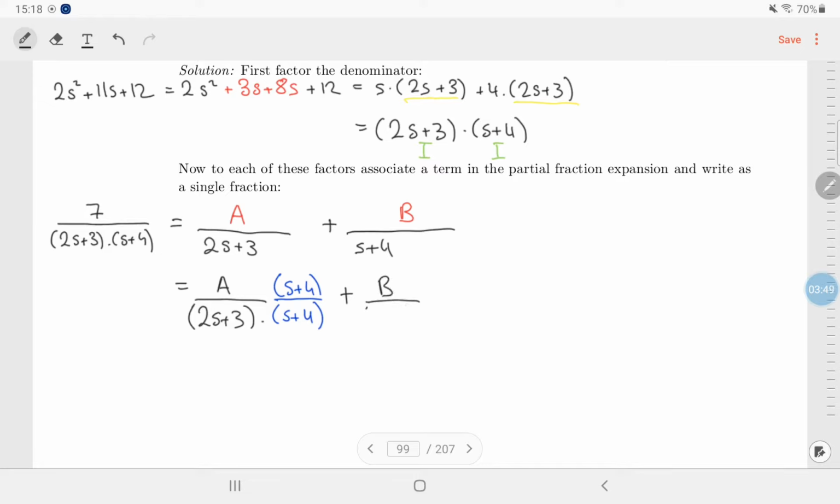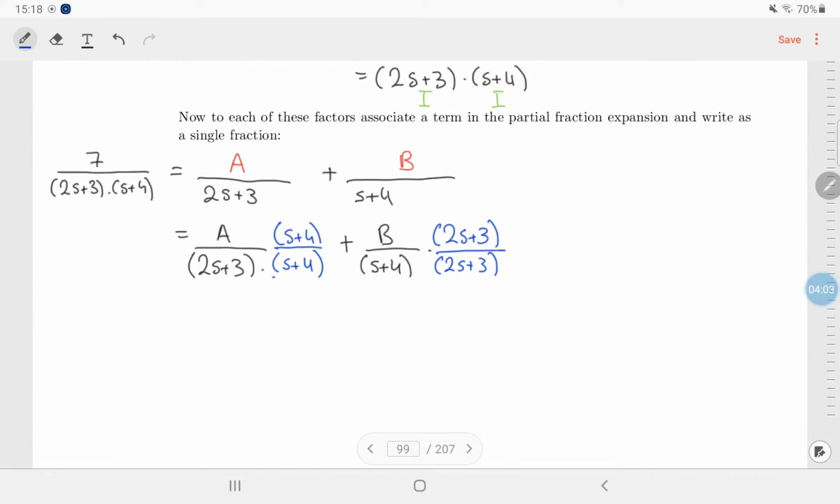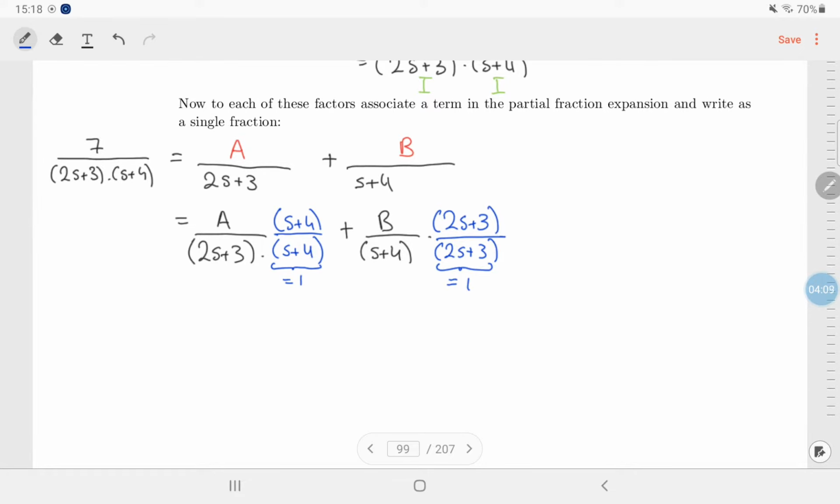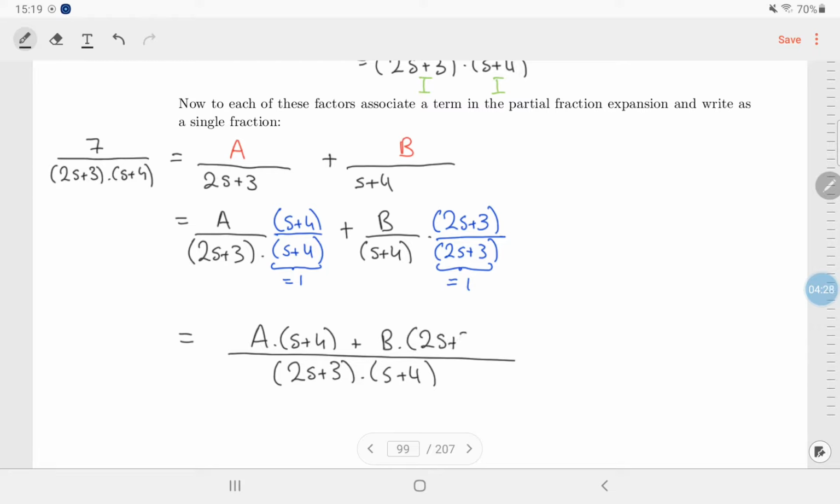And similarly, b over s plus 4, I'm going to multiply above and below by 2s plus 3. Now, of course, the order of multiplication doesn't matter because these are all just numbers. So the important thing is that these things are just equal to 1. They don't change anything. So now we have a common denominator, which is, say, 2s plus 3 times s plus 4. And look what we have on top. A times s plus 4 plus b times 2s plus 3.